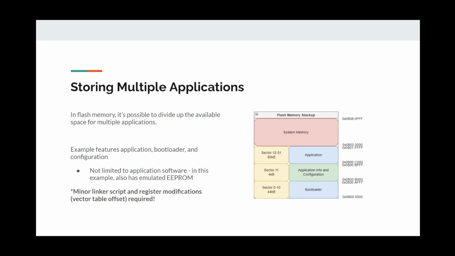One caveat I do want to point out is that if you want to store multiple applications, you need to make minor linker script and register modifications. I don't want to get too into the weeds of how to do this. Just make sure that if you're going to write a bootloader, look these two things up for your chip. It's going to take you maybe 20, 30 seconds. Look up an example, do it. Just remember that caveat if you ever want to write a bootloader. Sound good?